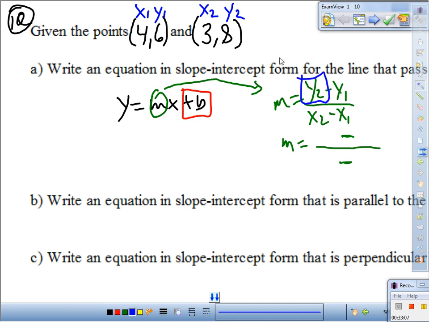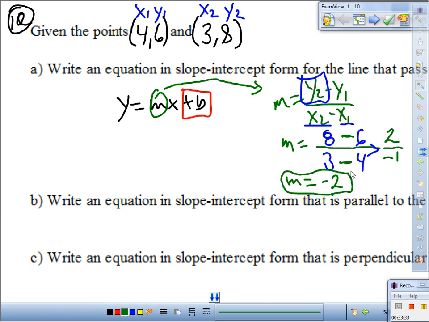What is y sub 2? Y sub 2 is 8. What is y sub 1? 6. What is x sub 2? 3. What is x sub 1? 4. Therefore, 8 minus 6 is 2, and 3 minus 4 is negative 1. Therefore, my slope is negative 2. Hands if you got that.